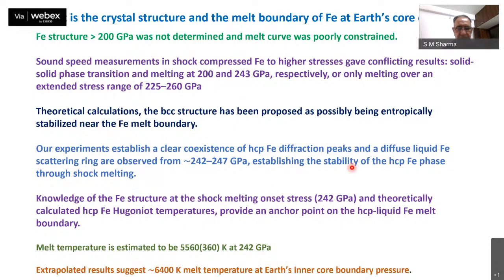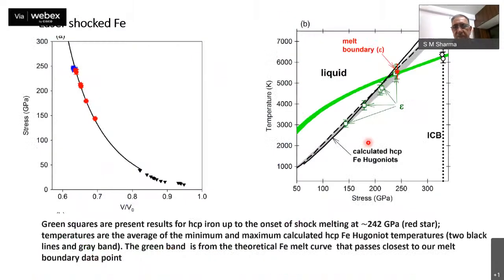I'll skip other details except saying that we go here first. These are some of the results which are shown here. So this is a kind of melting temperature. This is the estimated temperature and pressure for the liquid phase. This is one of the theoretical curves, and these are calculated along the Hugoniot.